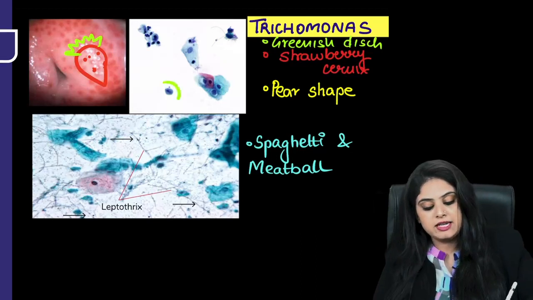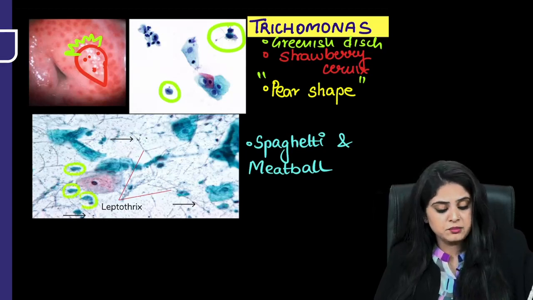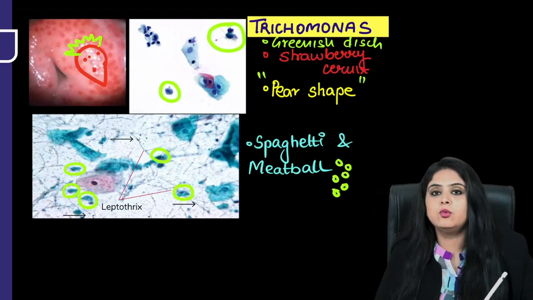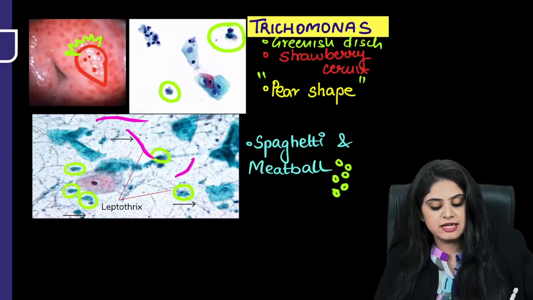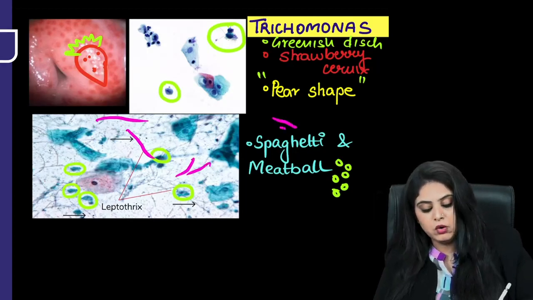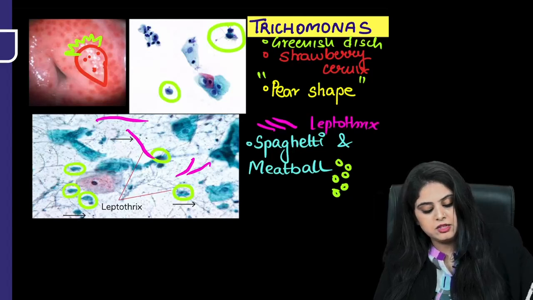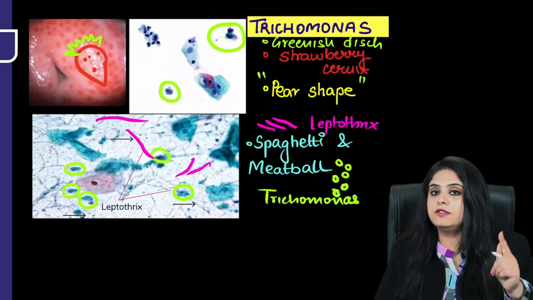Apart from that, how do you identify the organism? The organism is going to be a pear-shaped organism. Very difficult to pick up. How will I identify these pear-shaped organisms? So these pear shapes are nothing but the meatball. And you know what do they usually come up with? They usually associate with their best friend, that is Leptothrix. So remember, these long spaghetti, those are nothing but Leptothrix, and these tiny meatball, that is going to be Trichomonas. So Trichomonas and Leptothrix make the spaghetti and meatball appearance. Very important, they always tend to occur together. This was the first infection.